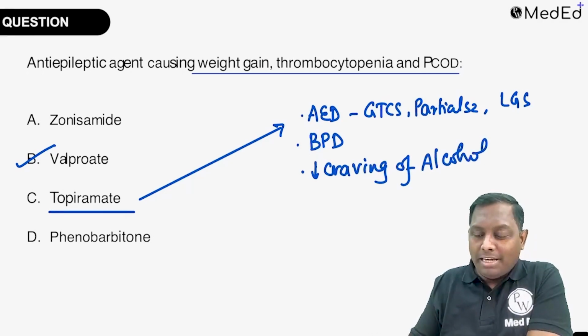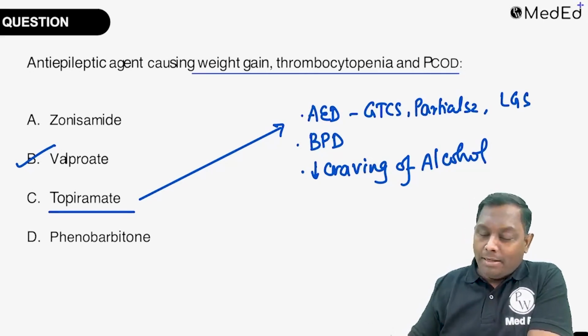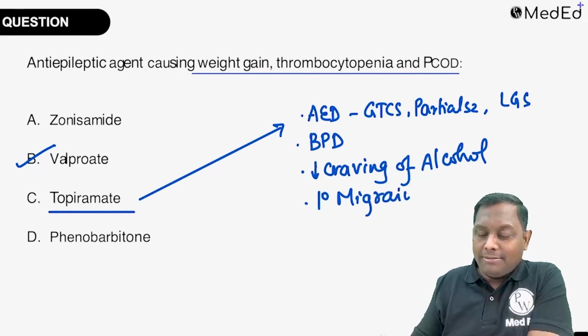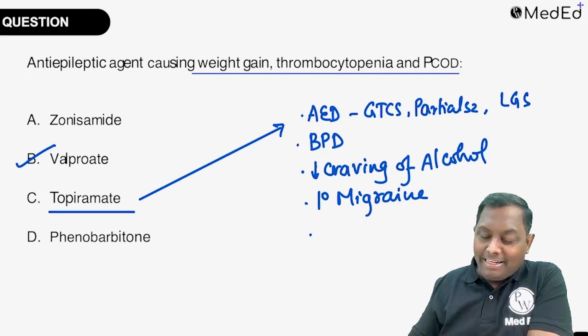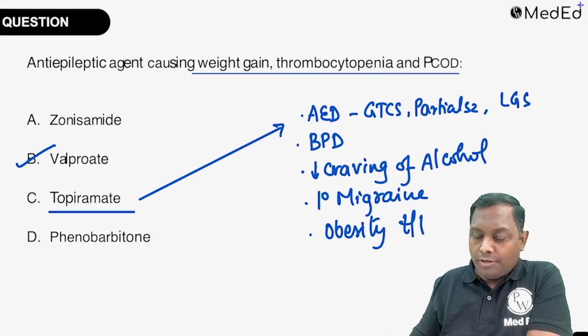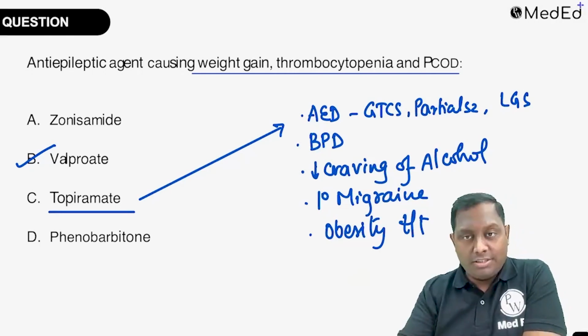So wearing the topi, it will not let you drink alcohol either. It decreases the craving of alcohol. Plus it can also be utilized for the prophylaxis of migraine. So see, it won't give headache either, okay, it won't give headache. And as an anti-obesity drug also. For the treatment of obesity also we can utilize it because it is causing weight loss, right.